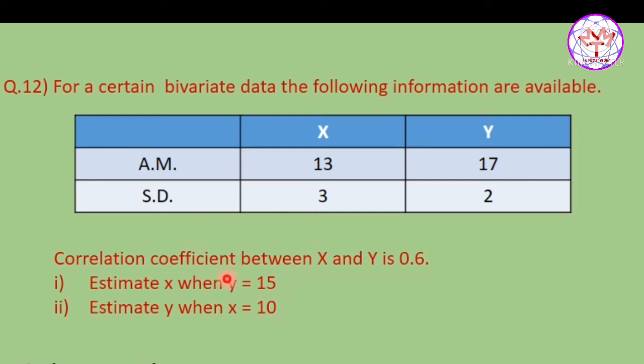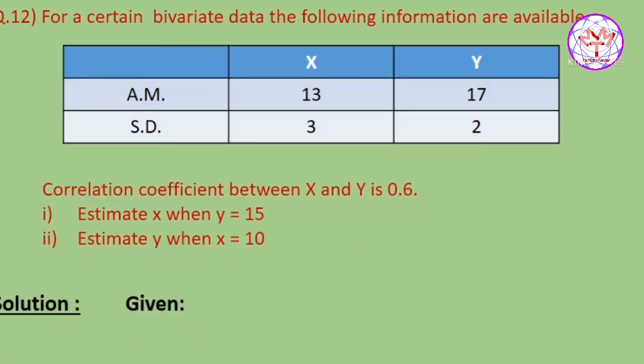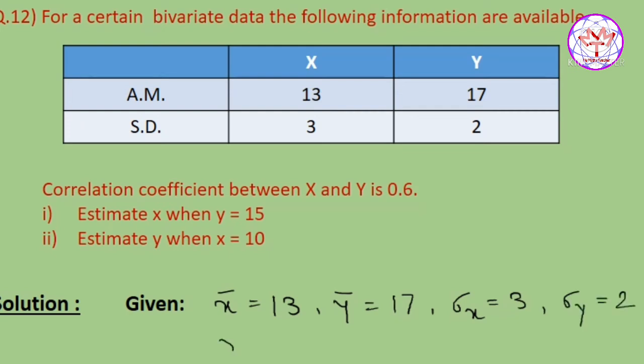So same type of sum. We have to first find the regression equation of x on y to find the value of x, and then second part will be to find the regression equation of y on x. So let us first write given. X bar is equal to 13, y bar is equal to 17. Then standard deviation, that is sigma x is equal to 3 and sigma y is equal to 2. And r is equal to 0.6.